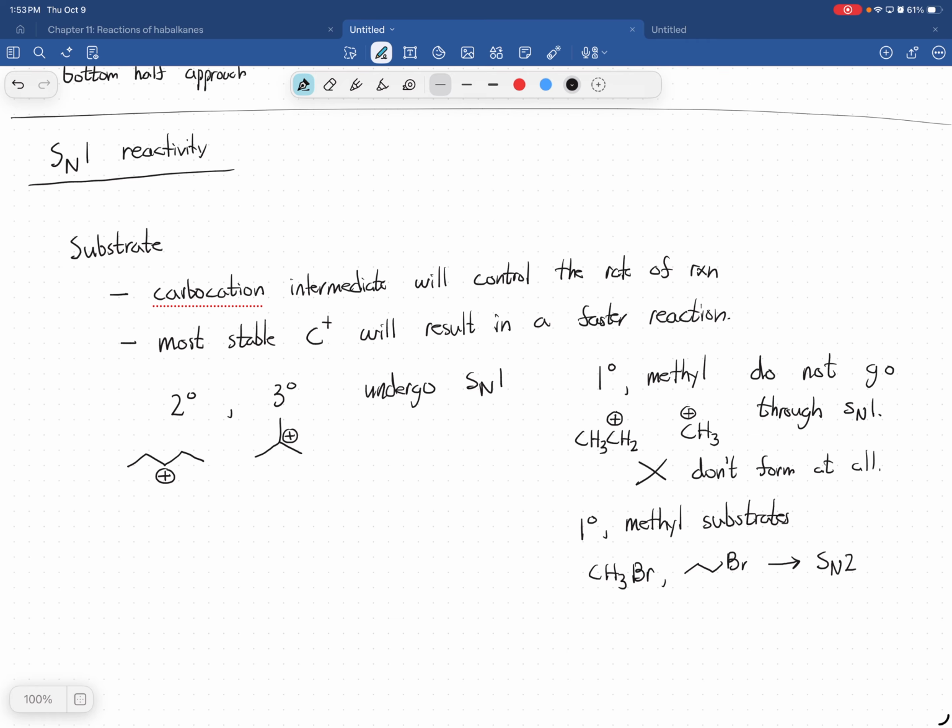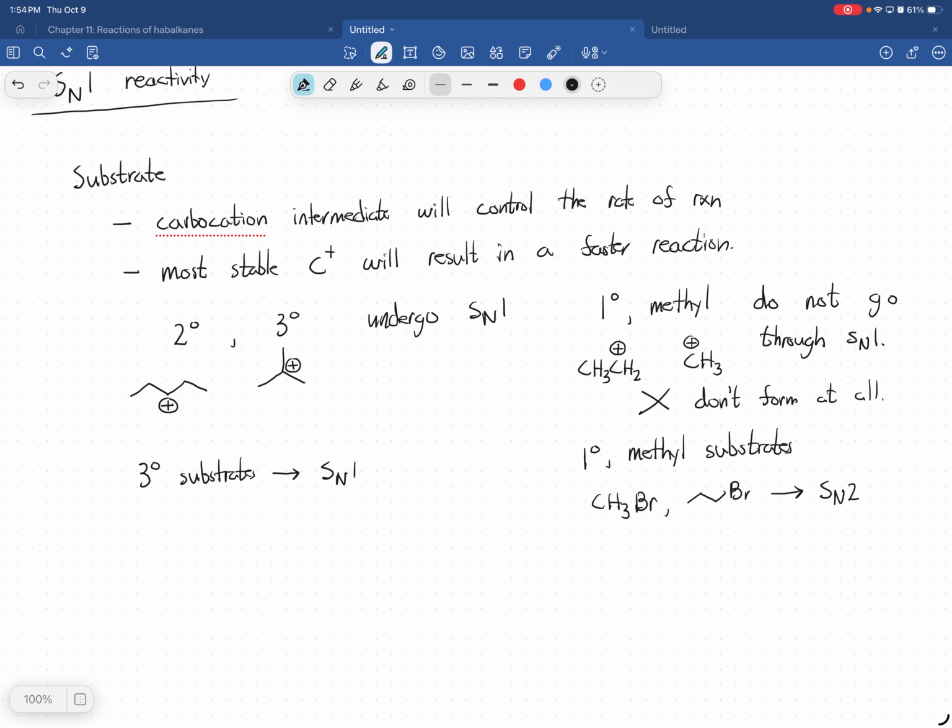Secondary, tertiary. Tertiary will always undergo SN1. Secondary, you're kind of in the middle. You're kind of undecided. You can't decide what you want to be. So here, tertiary substrates always SN1. These carbocations right here, they can form.